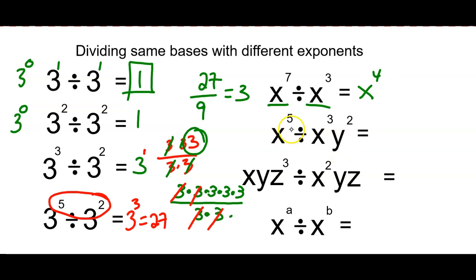On this one, x to the 5th divided by x cubed times y squared, let's look at how we would work that one out. If we looked at it as a fraction, x to the 5th over x cubed times y squared, we can cancel out 3 x's with 3 of the x's up top. You know, if you were to expand it, it would look like this.